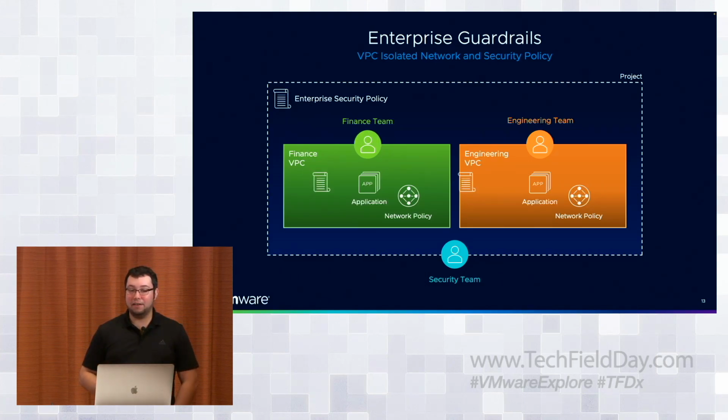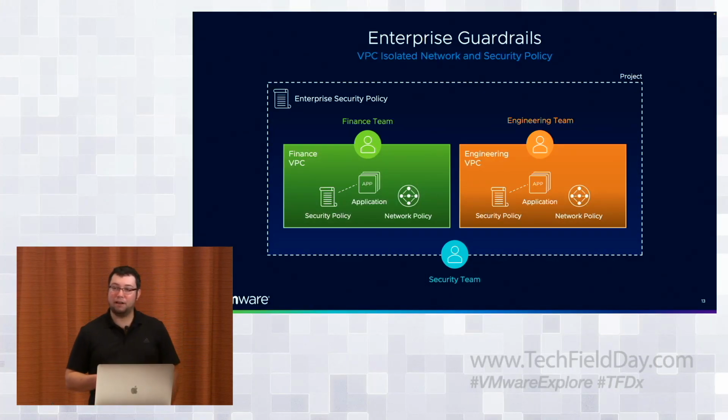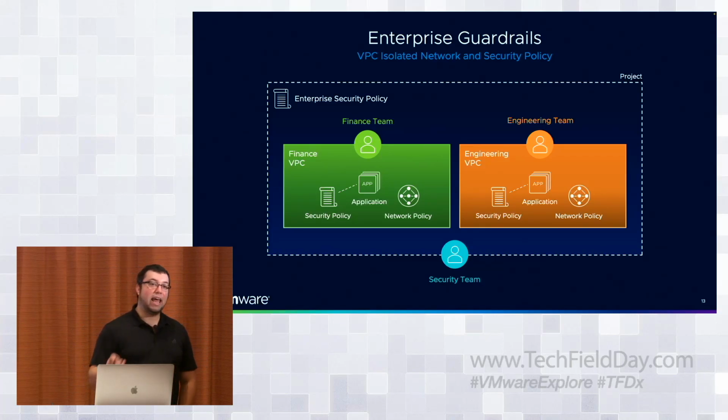Now off of that, each one can create their own security policy, which applies to their network policy that's built in there. So this is how we can ensure that if they were to create, let's say in the finance VPC, an IP any allow, it's only going to affect their VPC, it won't affect engineering, and we still have that enterprise security policy to stop anything bad from happening. We recognize that just because we're giving them great power doesn't mean that the enterprise doesn't need to have some type of watch over what's going on in the corporate network.